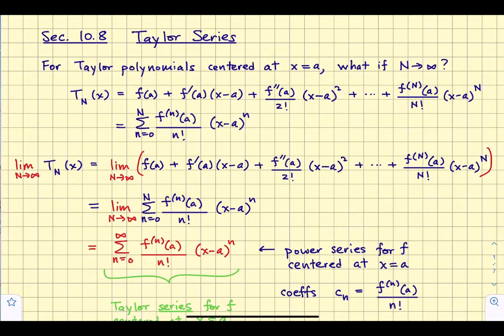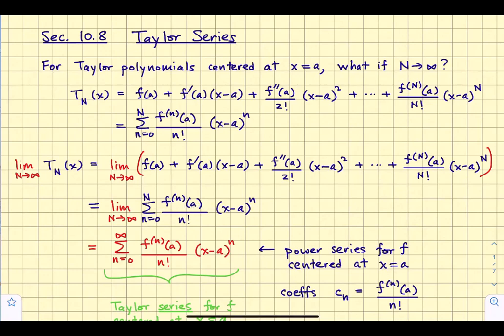Section 10.8, Taylor series. For Taylor polynomials centered at x equals a, what if we let the degree of the Taylor polynomial, capital N, tend to infinity? So if we write out our nth degree Taylor polynomial for a function f at x equals a, either in its expanded form or in its summation form, and then take the limit as n goes to infinity, then we just have the limit as n goes to infinity of this familiar expansion or this familiar summation.